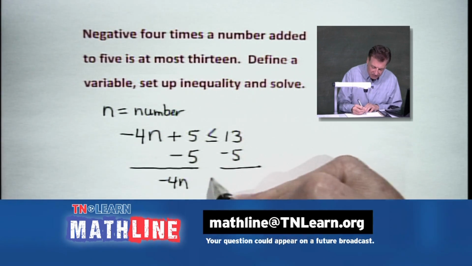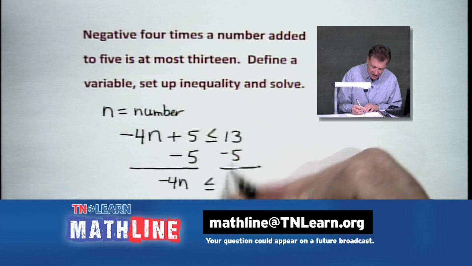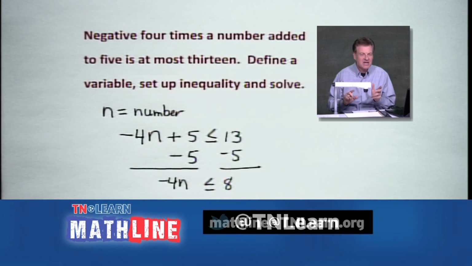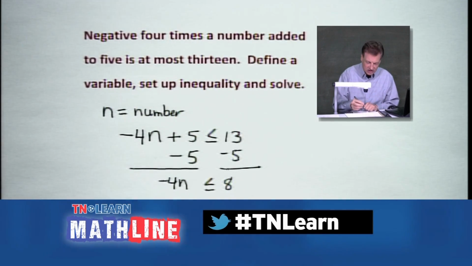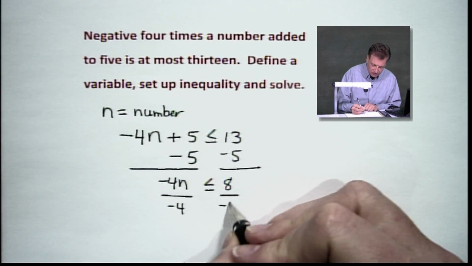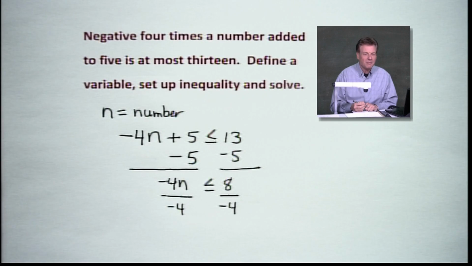Over here, we have less than or equal to +8, because that's what happens when we say 13 minus 5. Now, good problem here because it's going to nicely divide out. We're going to divide by -4 on both sides. All right, just go ahead and clean it all up. What happens, folks, when we divide by a negative out there?